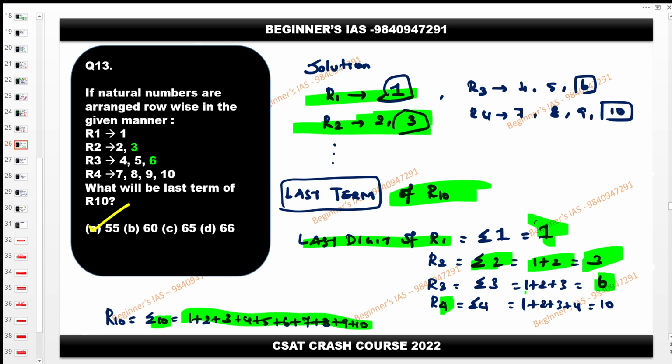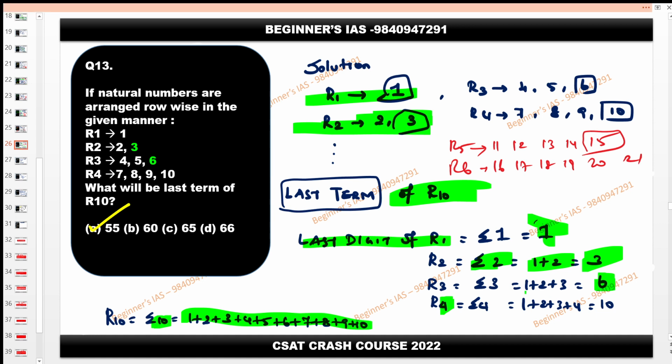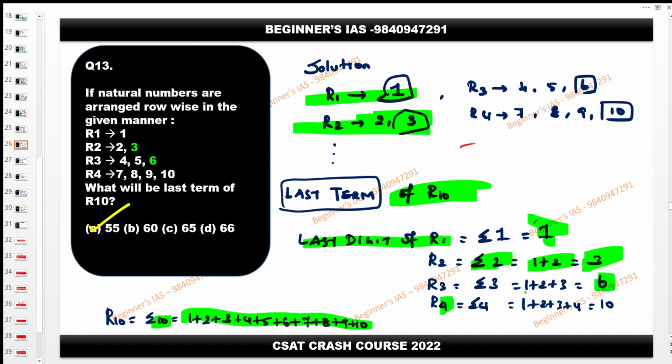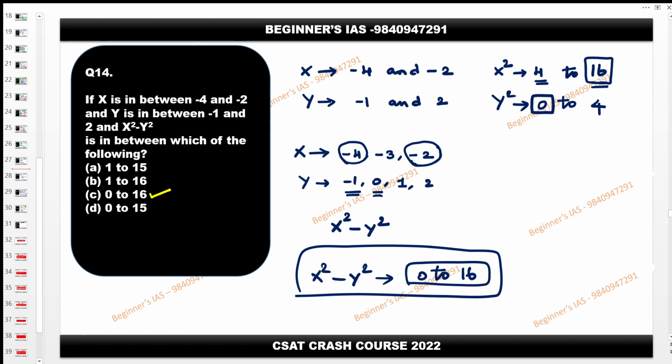How to go with manual? Go with R5. In R5 you need to write 11, 12, 13, 14, 15. So the R5 last term is 15. Clear? R6 last term: 16, 17, 18, 19, 20, 21. Clear? Yes, sir. So like this you need to find out. Instead of wasting time, the simple method is to find the summation up to 10. Then that would be the last term. Next question. This we have done in our class itself.